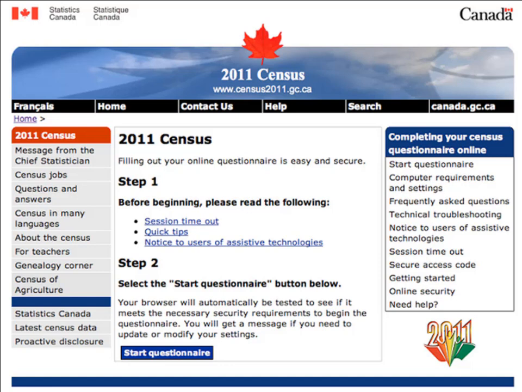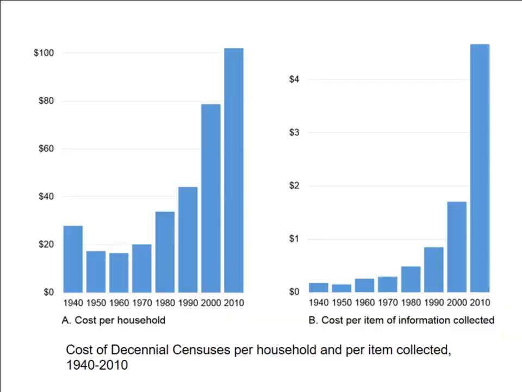But anyway, Canada, of course, started the internet response option in 2001. By 2011, they were old hands. Many other countries too. In 2011, they had 54% of Canadian responses through the internet, saving gobs of money. Okay.